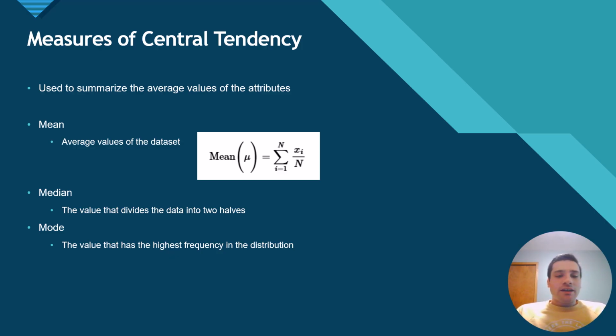So the mean is the average value in a data set. The median is the value that divides the data set into two halves. If there's an odd number of values in the data set, the median is that middle value. If there's an even number of values, the median is the average of the two middle values. And then the mode is the value that has the highest frequency in the distribution.